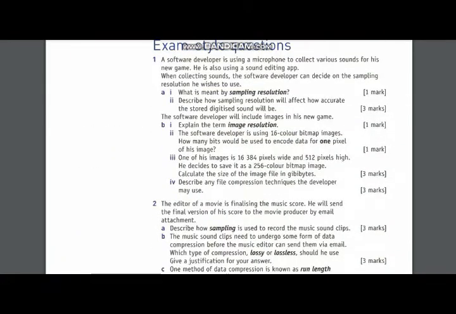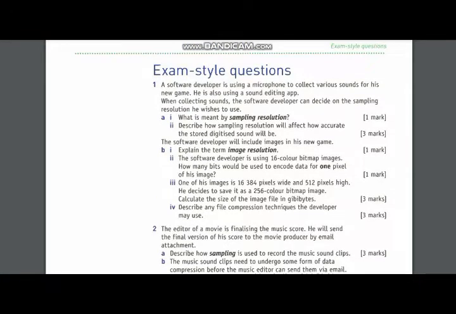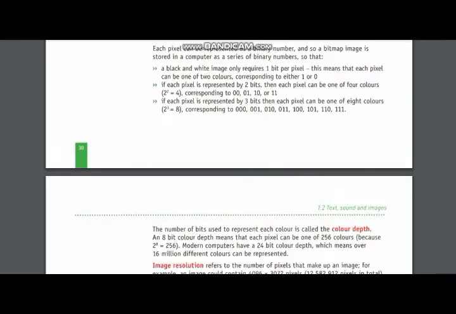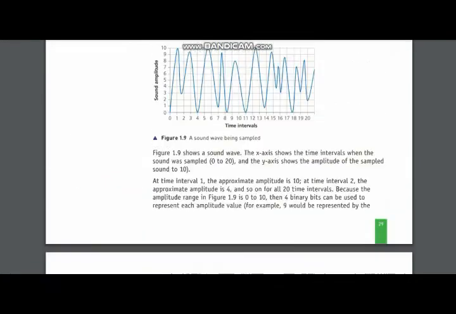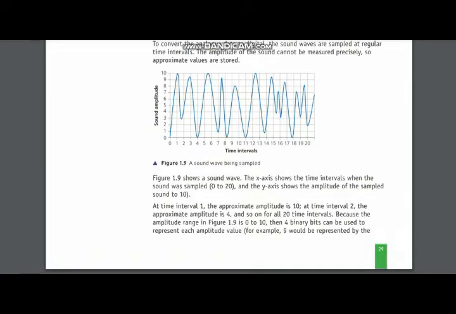In part B, you have been asked, describe how sampling resolution will affect how accurate the stored digitized sound will be. The answer is given on page number 30 of your book, that if the number of possible values is increased to represent the sound amplitude, then the accuracy of the sampled sound will increase. If only 4 bits are used to represent one sample, then the file size will be smaller, because only half a byte is being used to represent one sample.